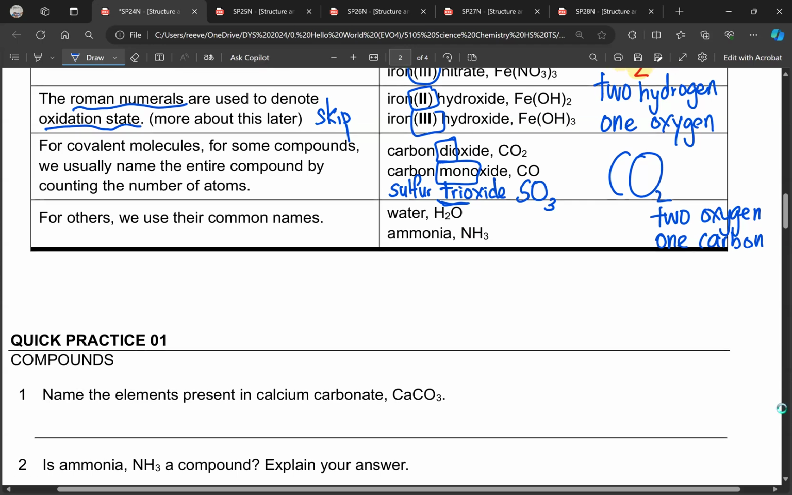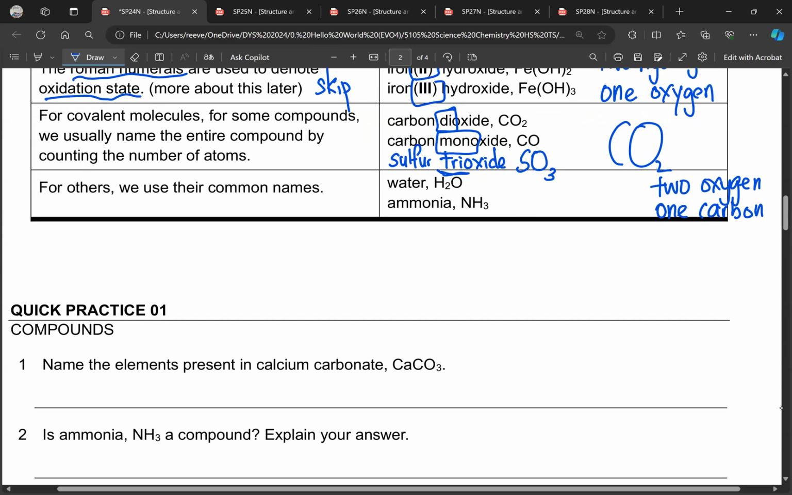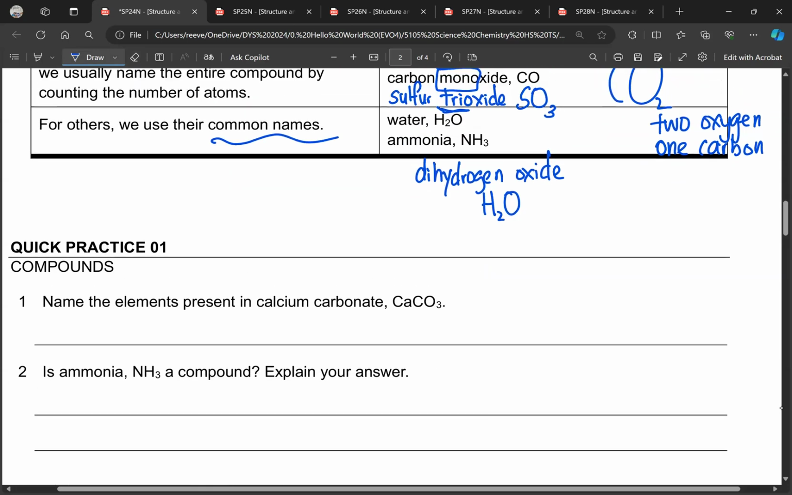Then for others we use their common names. Sometimes we have common names like water. It's called H2O. We don't call it dihydrogen oxide. A bit lame. Dihydrogen oxide is H2O, I got 2 hydrogen, 1 oxygen. Actually it's called dihydrogen oxide, sorry, ends with IDE. But we don't call it dihydrogen oxide. Just call it water, H2O. Okay? Let's move on.